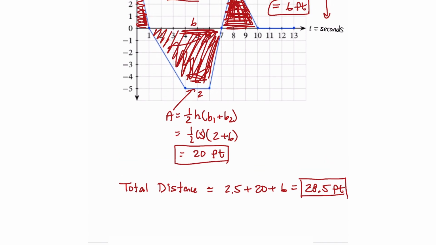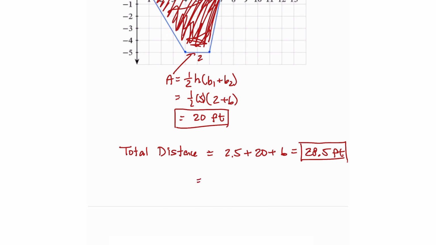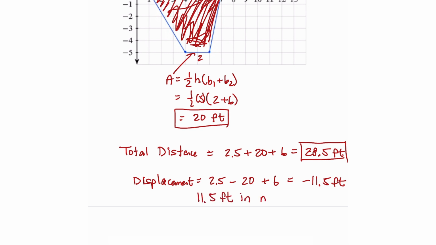Now, as far as how far are we from our starting point, that's where the positives and negatives have an effect. So from 0 to 1, we've walked 2.5 feet away from the beginning point, but then on the interval 1 to 7, we went 20 feet in the other direction, and then from the interval 7 to 10, we have gone 6 feet back in the positive direction. So I'm going to call that a change in displacement. And that looks like 2.5 and 6 is 8.5 minus 20 is negative 11.5 feet, which means 11.5 feet in the negative direction.